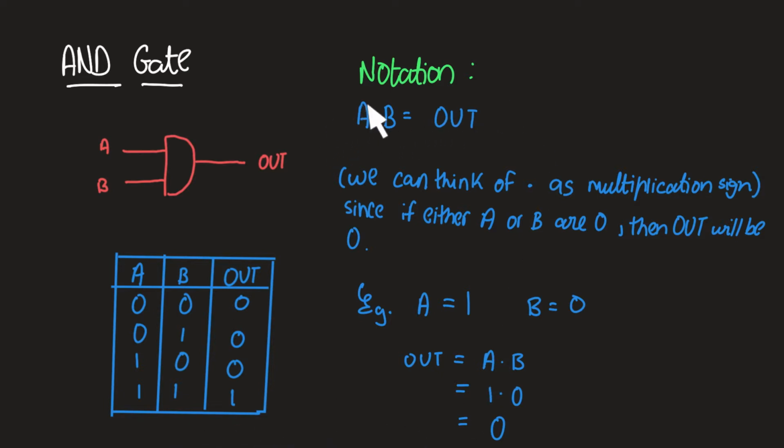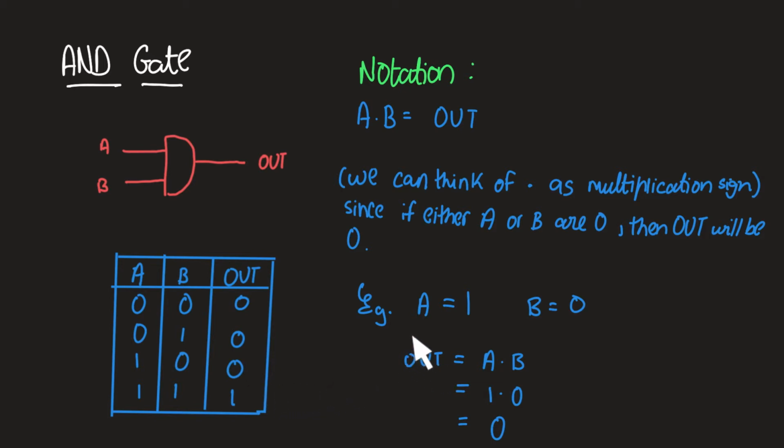And what we are going to study today, something new that might not have been done before, is the notation of this. So let's look at that. We have A dot B as the output, okay? Now we can think of the dot as a multiplication sign, since if either A or B is 0, then our output will be 0, right? As in these two examples, if A is 0 or if B is 0, our output is still 0. Anything multiplied by 0 is 0, right?